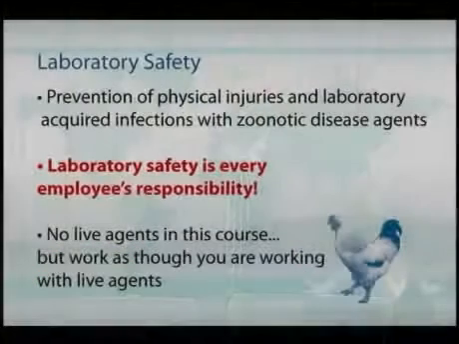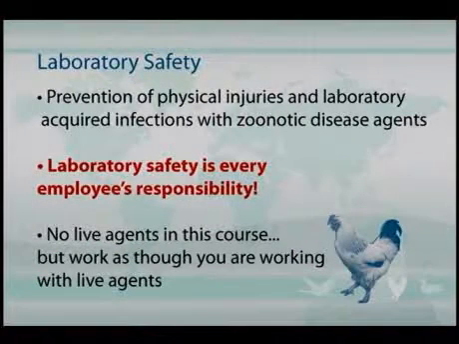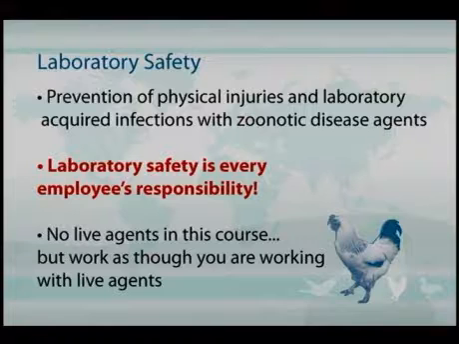So we're going to review some of the standard operating procedures that will be used this week in lab, and also those that probably should be in place in each of your respective laboratories at home. So what is laboratory safety? Well, basically it's the prevention of physical and or acquired infections in people with zoonotic disease agents.